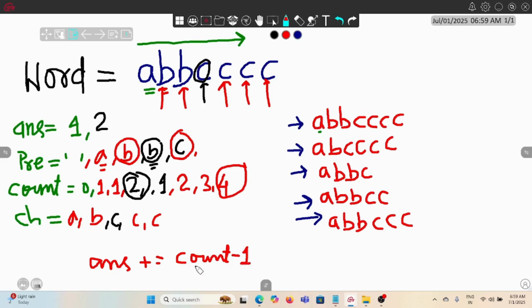So what would be the answer here? The answer here is 2 values already there, so it would be 2 plus count, which is here 4, so 2 plus 4 minus 1. So the answer would be 5. So this is what we have to do.